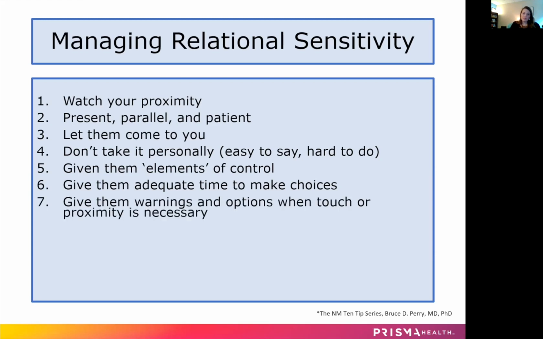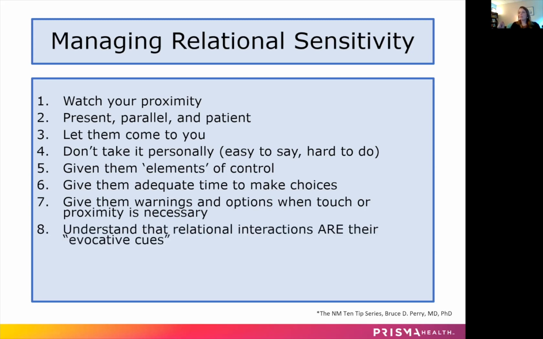And if I do have to touch the person, to give them a warning. So, hey, I need to take your blood pressure. Where should I put my hand, either on your shoulder or on your arm? Where's the best place? Kind of let them guide me, and then also just announce I'm about to touch you. That gives their limbic system a little bit of warning. Oh, something's coming. So they're not just reactive to it.